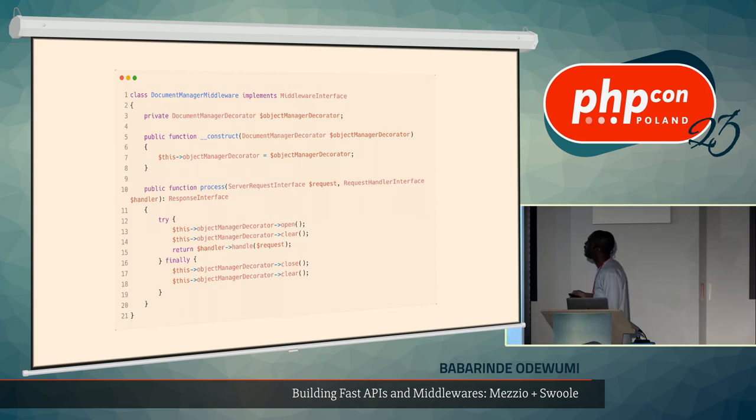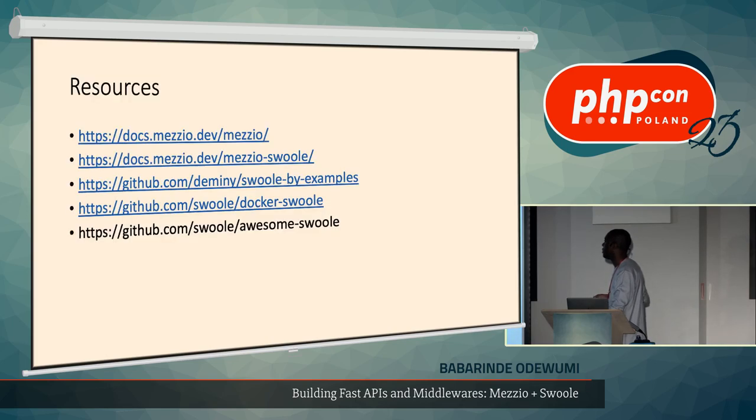All right, so this is that middleware. What that middleware does is it receives that decorator and basically just opens it, clears anything if there's any other thing, then calls the handle middleware to go to the next thing. So it prepares our object manager, ready for execution at the point where we need it. Basically in our code, we can now call the object manager and just persist and flush. And on its way, if there's any exception that happens here, we can basically just close it and clear it.